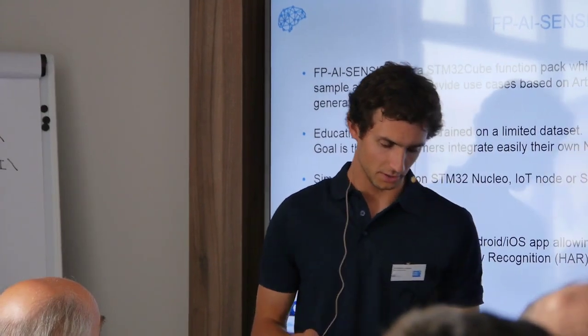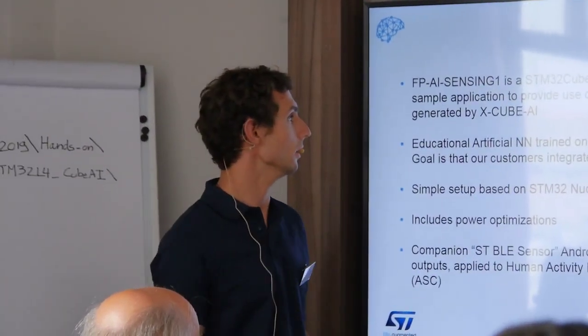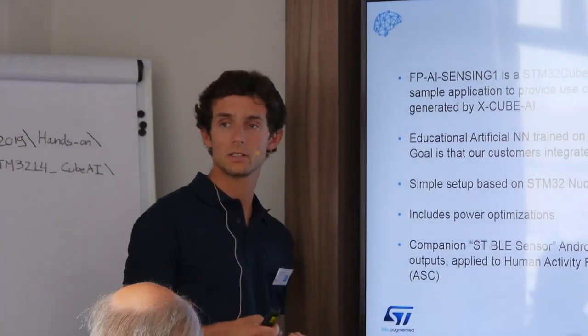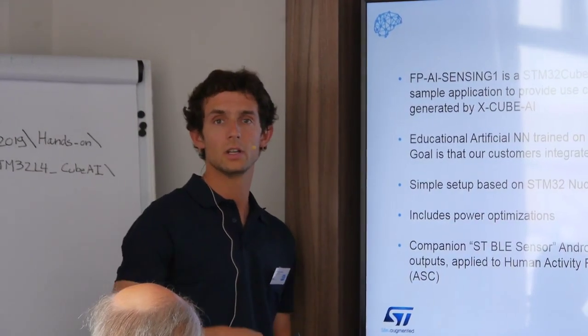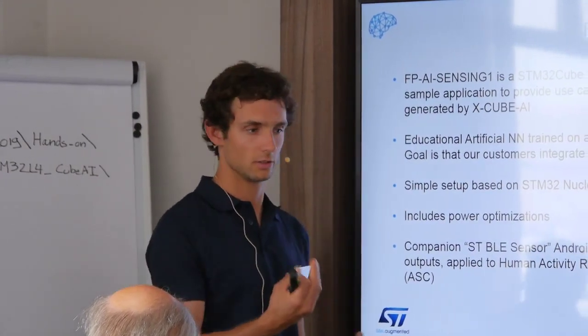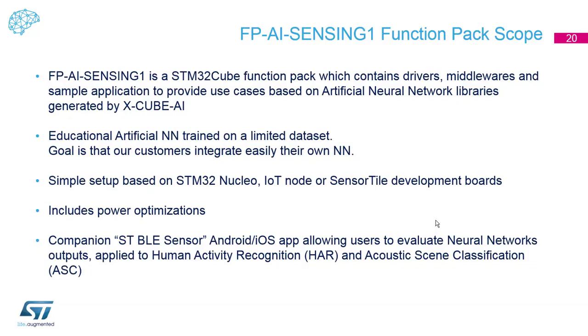Other features implemented in this function pack are the BLE connectivity. This is just to configure your hardware to send the output communication to the screen and view the results of the neural network. We have a low power implementation using FreeRTOS and the STM32 advanced stop modes. We have an FOTA feature for firmware update and neural network updates.